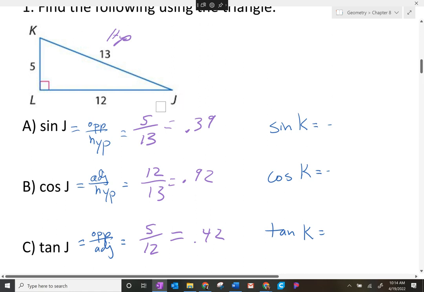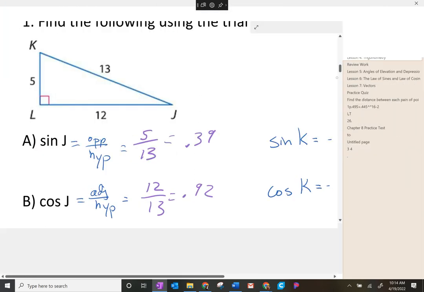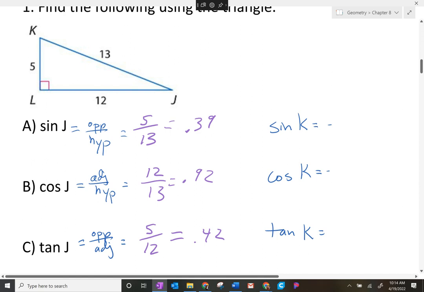I'm going to grab a different color pen just so I can be consistent. Let's go for green. Okay, I want to do K this time. I want to use this angle over here. So I'm going to look at angle K. Before I actually write down what they are, I'll write them down. This is going to be still my hypotenuse. 12 is now going to be my opposite measure. 5 will be my adjacent measure.